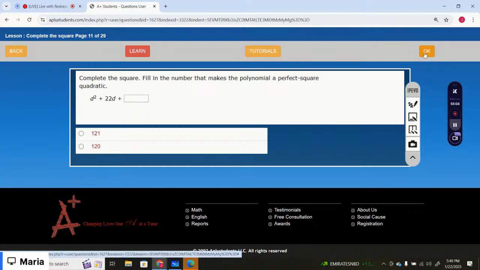Complete the square. Fill in the number that makes the polynomial a perfect square quadratic. D square plus 22d plus missing number. So which is the correct option? Option number 1 is the correct option. That is 121.